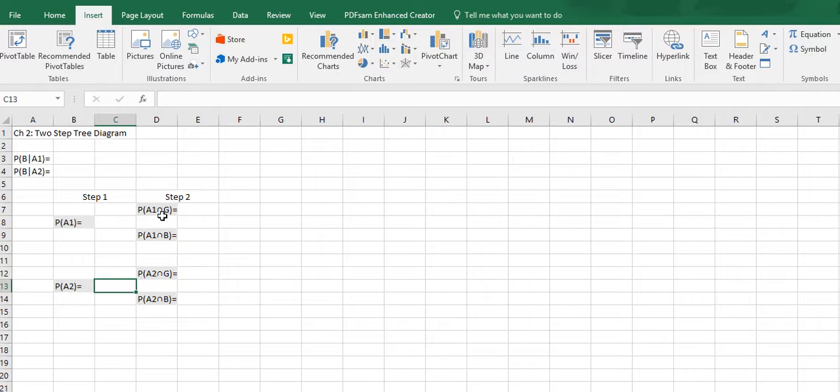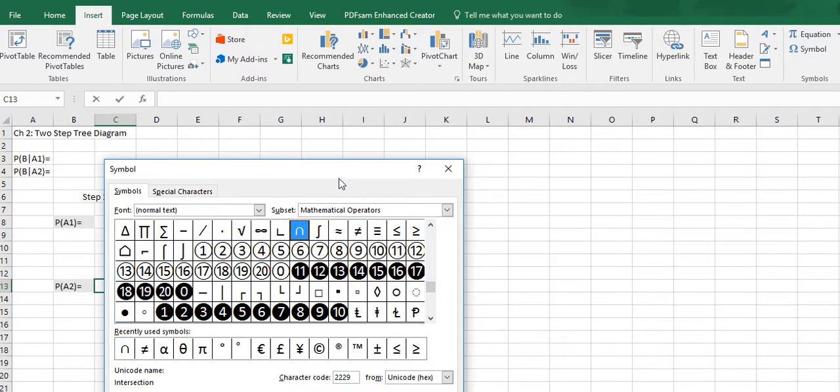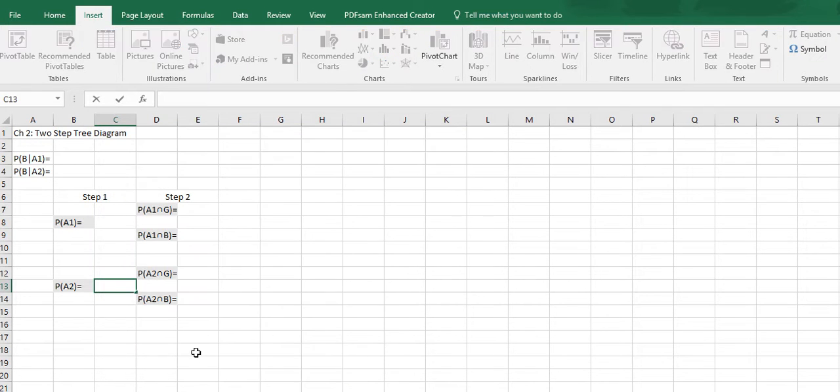If you need to find this intersection symbol, just go up to Insert, then all the way over to the right to Symbol. Click on that. You will want to be in the mathematical operators subset here, and you can find intersection as one of the symbols. Go ahead and click Insert, and it'll pop that right into your workbook.